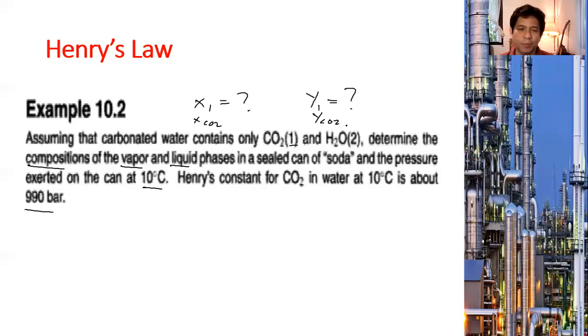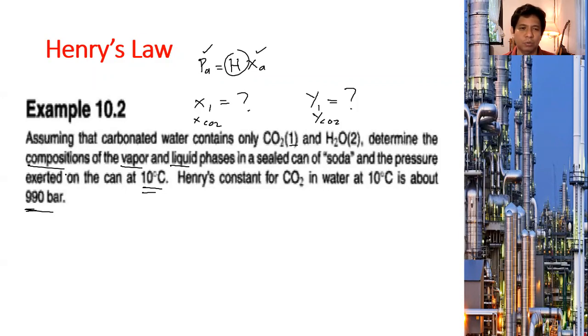So in order to solve this problem, ang gagawin muna natin, mag-a-assume muna tayo kasi medyo kulang yung given, di ba? Remember, Henry's law is P sub A is equal to H times x sub A. So ang given lang sa atin, Henry's law constant, itong 990, tsaka itong 10 degrees Celsius. Wala nang iba. So, pag tinignan niyo yung Henry's law, dalawa yung wala. Ito lang yung meron. So, you really need to assume some value.